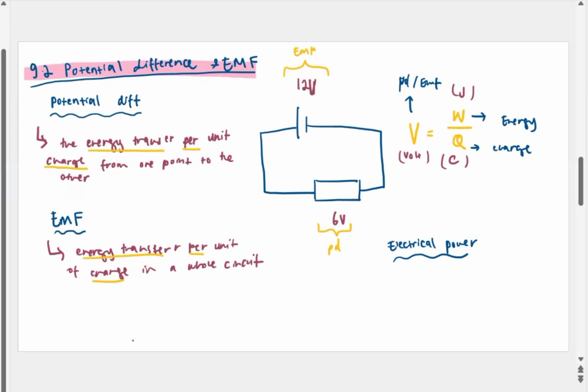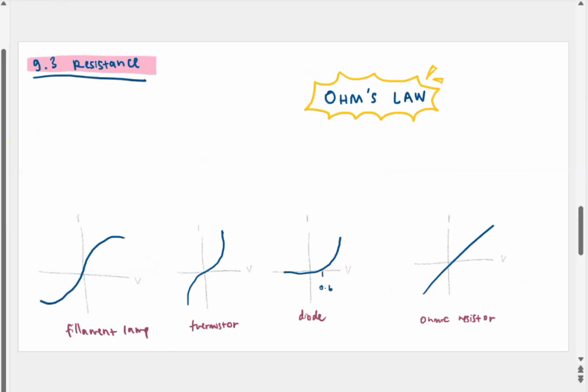Alright, now we can move on to electrical power. Electrical power is, let us write this down. Electrical power is the rate of energy transfer. Now, the equations are, let's talk about the first one, the main one. The first equation is simply power is equal to current times voltage, which we are going to go back in a bit. But for now, we're going to continue and talk about resistance.